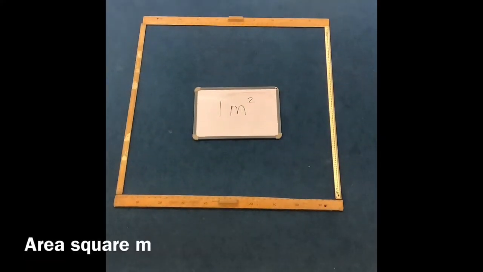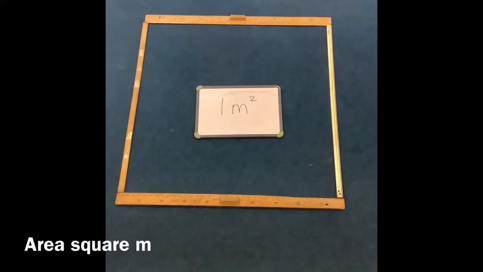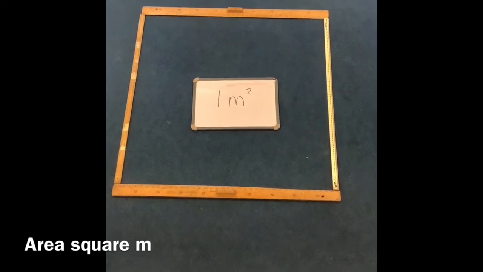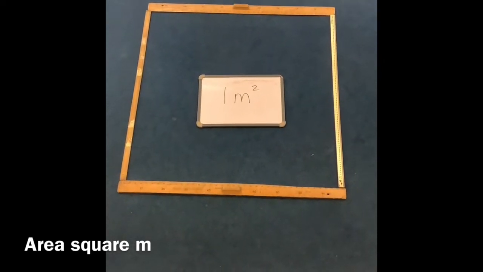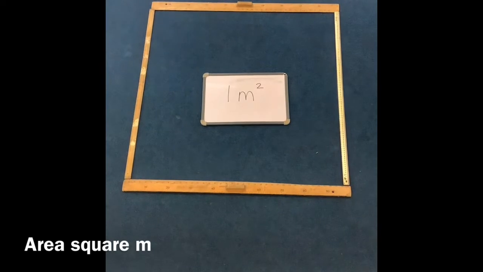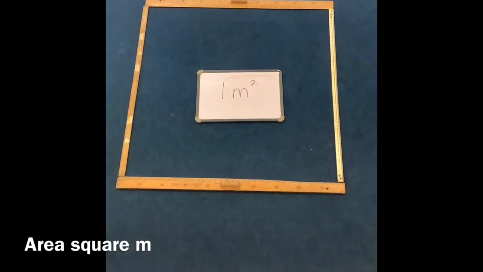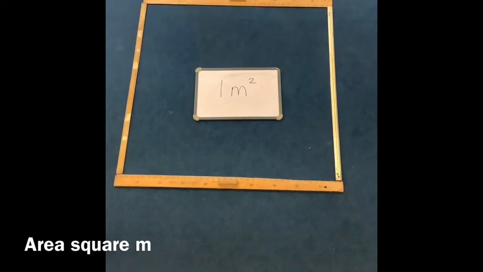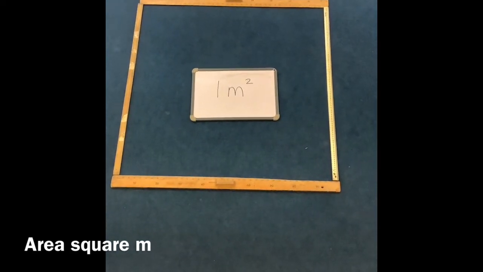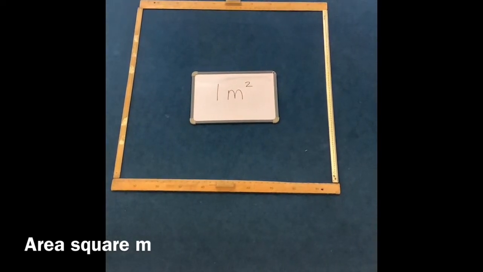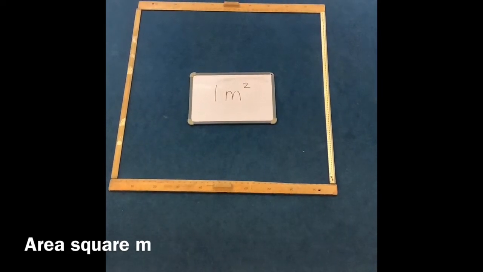So the shapes that we were looking at a moment ago were measured in centimetres. We can also measure area in metres. So here on the floor is an example of a 1 metre square. So each side of the square measures 1 metre. So its area is 1 square metre. Obviously, all of the shapes that we're going to be looking at today and in the future can't all be measured exactly due to the size.